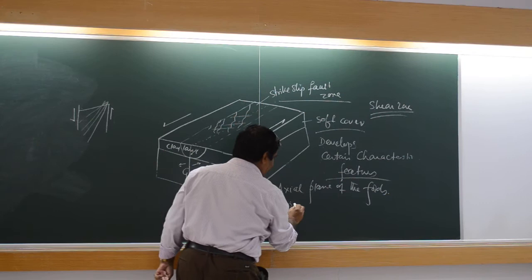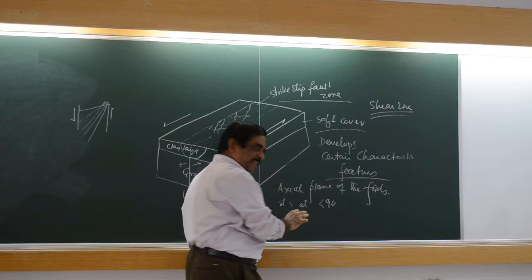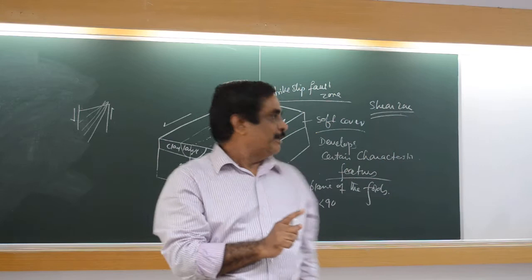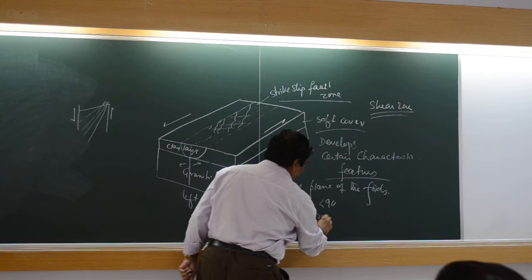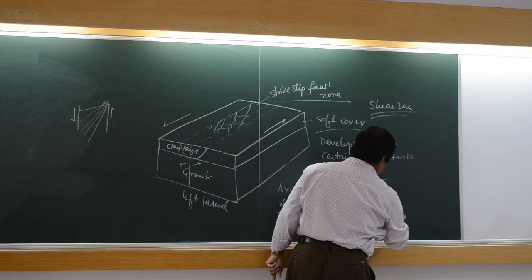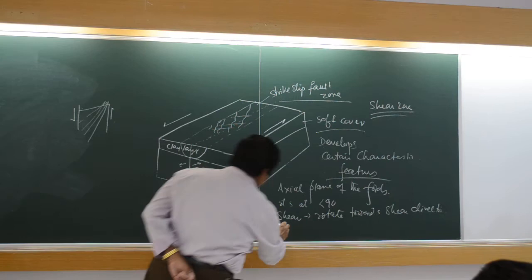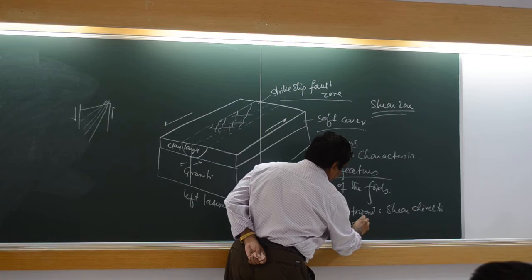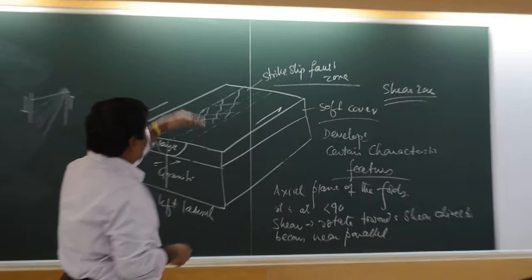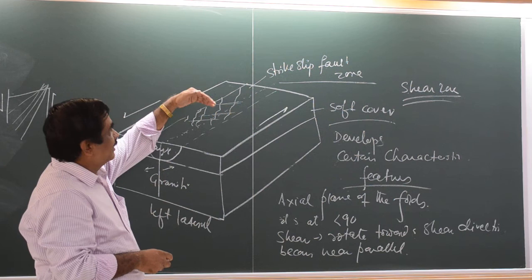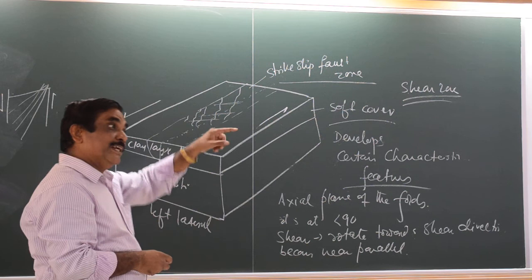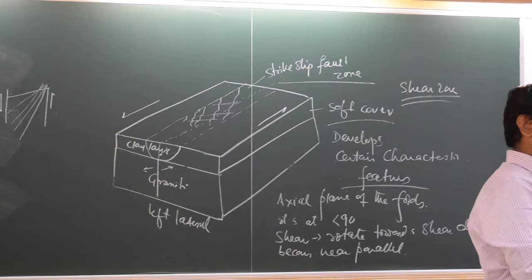Initially, the axial plane of the fold is at, say, a little less than 90 degrees, 85, 86, it will not be more than 90. But as you go on giving more and more shear, this will rotate towards the shear direction and becomes near parallel. So in a strike slip shear zone, you see, it can develop its own folds, and folds will show variable orientation, right from 85 degrees it can go down to 5 degrees, several orientations depending on the amount of shear. This part understood?